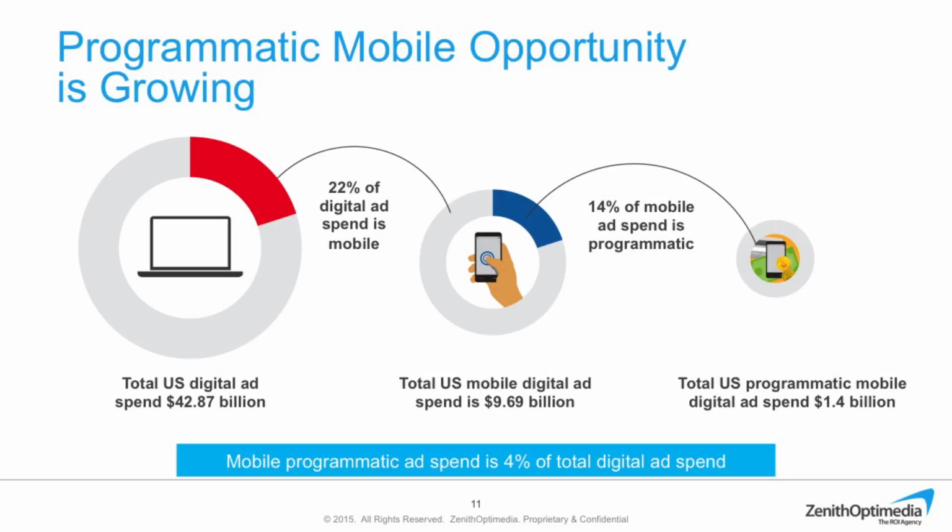What we're finding is that people spend 20% of their media time on mobile, but advertisers spend only 4% of their ad budgets on mobile advertising. So with more people spending more time on mobile devices, it's time to start thinking about it within our programmatic campaigns.